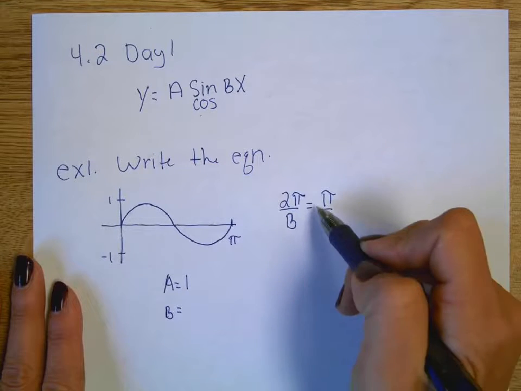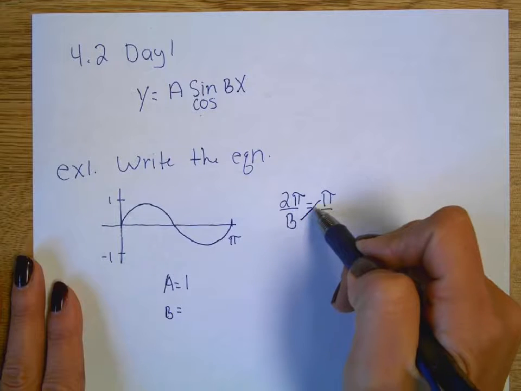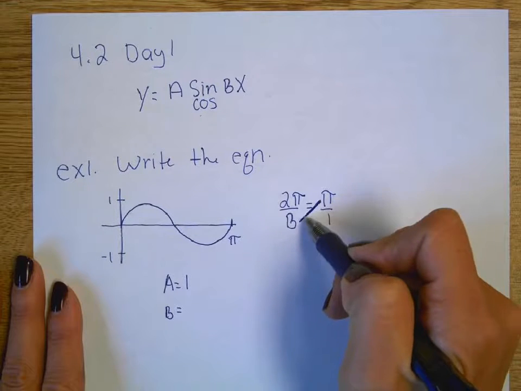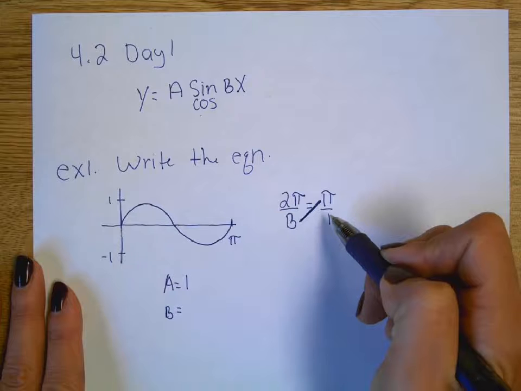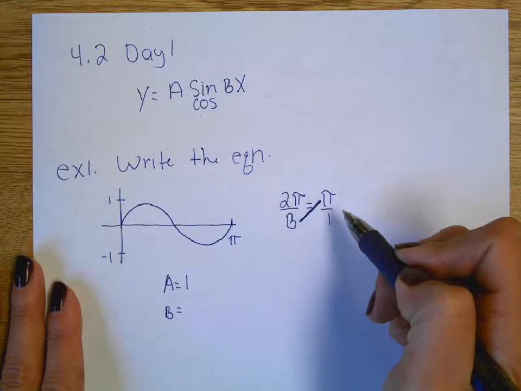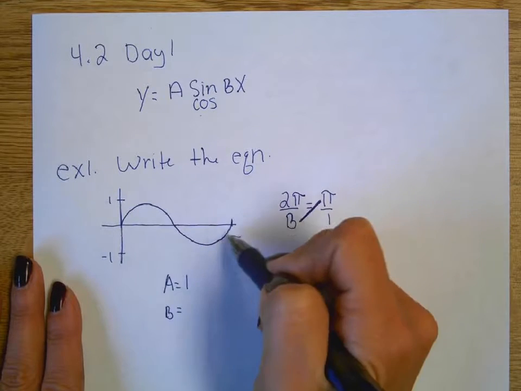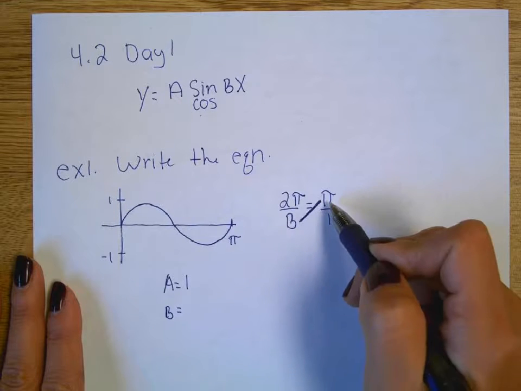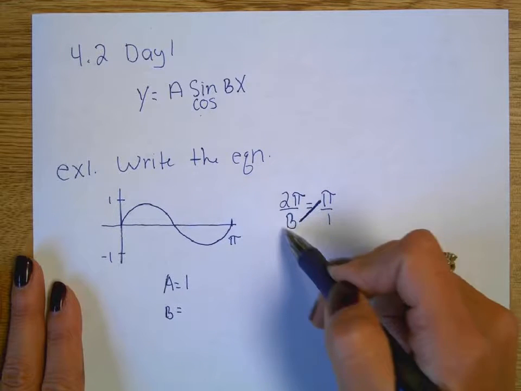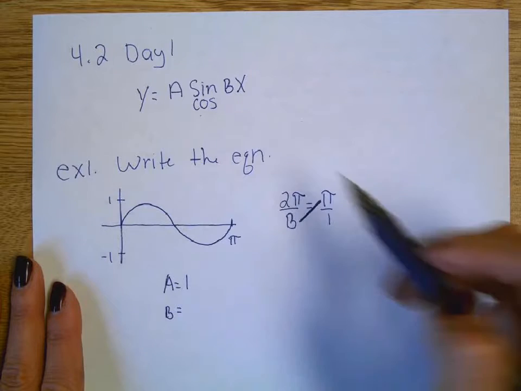And now pi is B because pi is B. I didn't say pi was B. The period is pi, because it's starting at 0 and finishing at pi, so the period is pi. And the formula to get period is 2 pi divided by B, because I need to know what B is so I can plug it back in my equation.